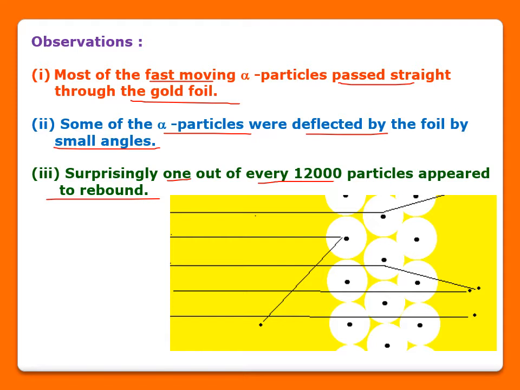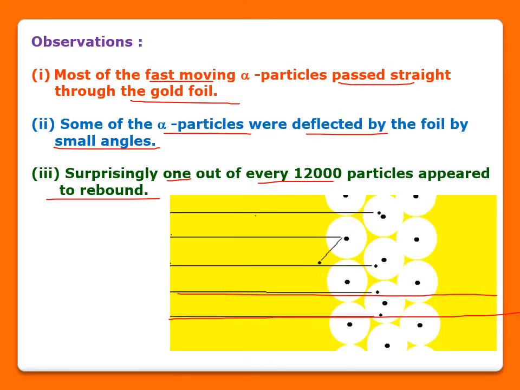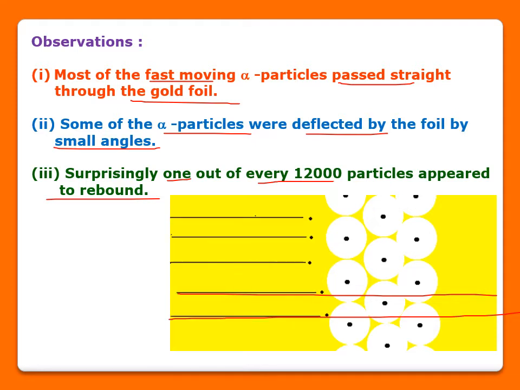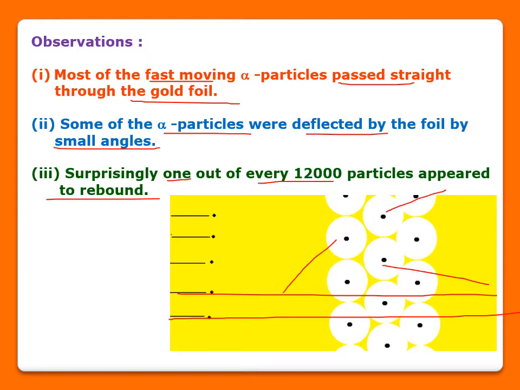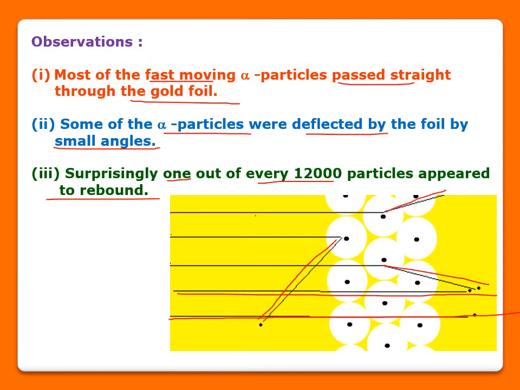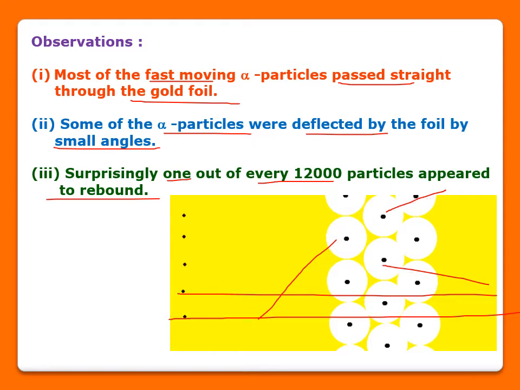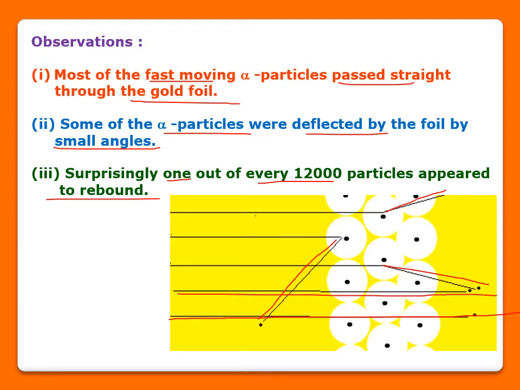Let me show you these observations in this animation. The first one is, most of the fast moving alpha particles pass straight through the gold foil. Okay, these are the particles, they are going straight, right? The second one is, some of the alpha particles were deflected by the foil by small angles. So here you can see these are the deflections. And the third point was, one out of every 12,000 particles appeared to rebound, means it is coming back and going in the same path. These three observations were made by Rutherford, right?